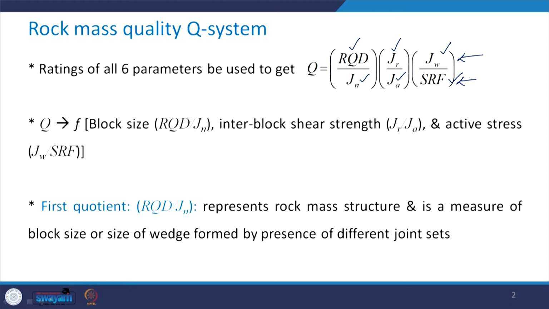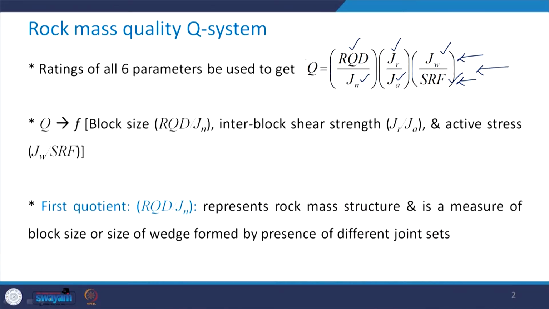So we saw that there are various tables which can be used to assign the rating to each of these parameters. Just substitute all those values in this expression and one can obtain the index Q. So basically this Q is a function of these 3 quotients.